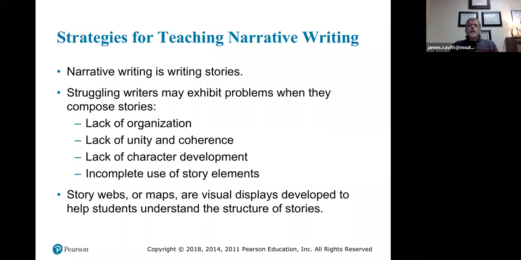Narrative writing, telling stories. Down here, story webs are excellent. Use visual strategies like Venn diagrams and those kinds of things. I'm a big picture kind of guy, so I would draw a big picture at the top and then identify the specific elements of the pieces below in the story.